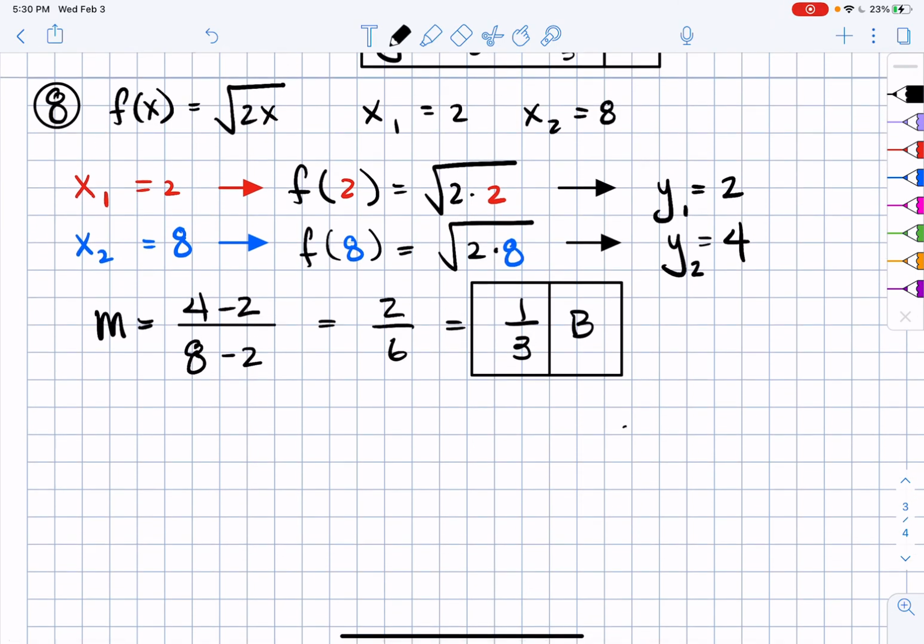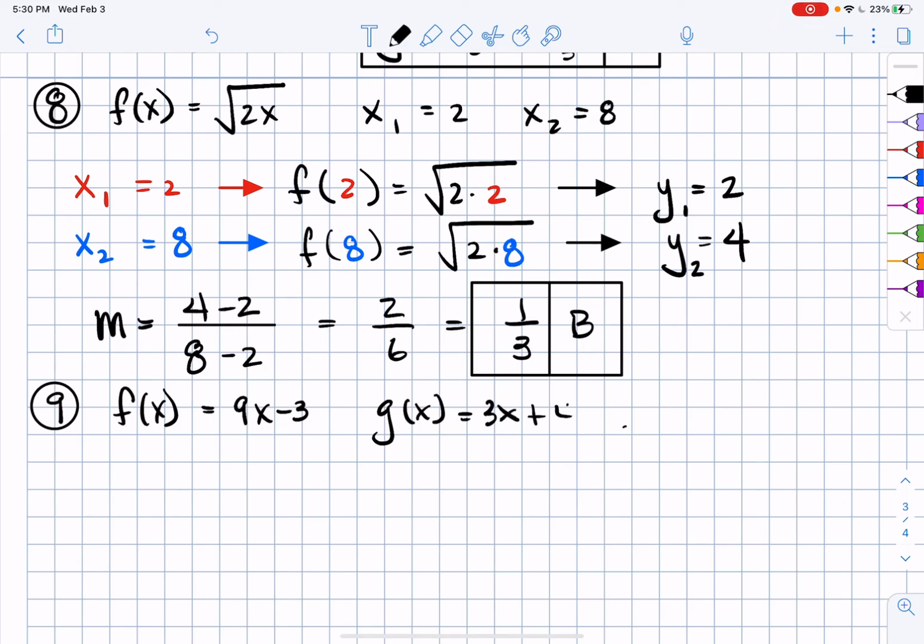Number 9. It defines f of x as 9x minus 3, and g of x as 3x plus 4. It wants you to find f g, right? When it says that, it means f times g of x. In other words, all this means is take f of x and multiply it to g of x.